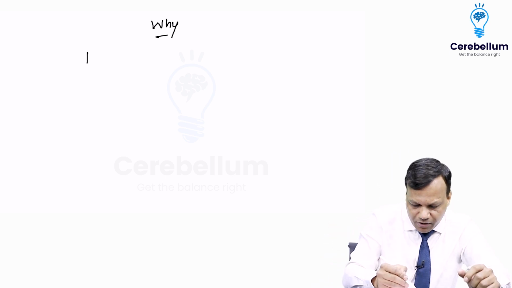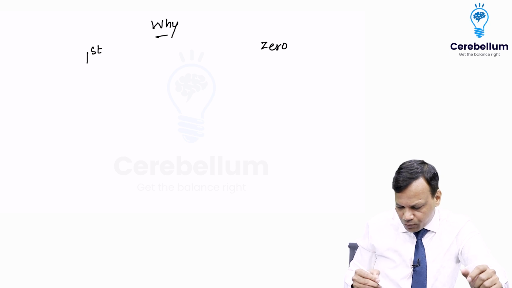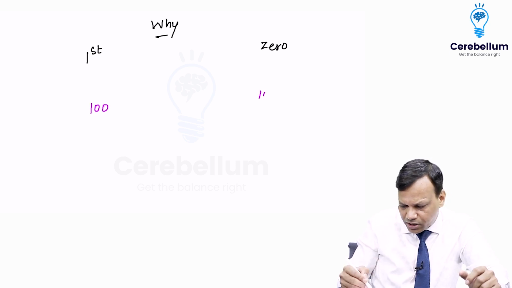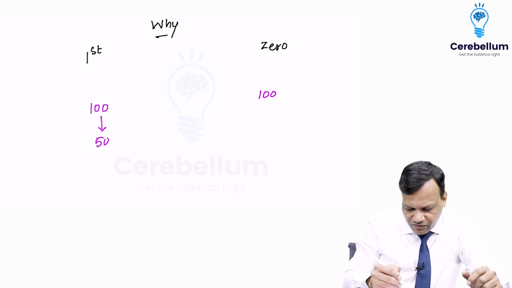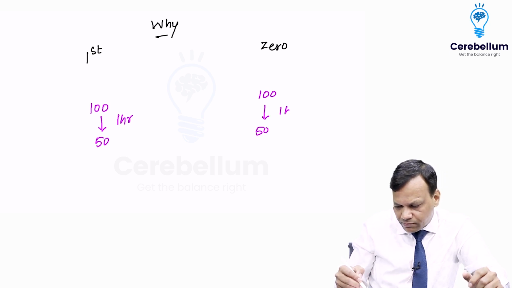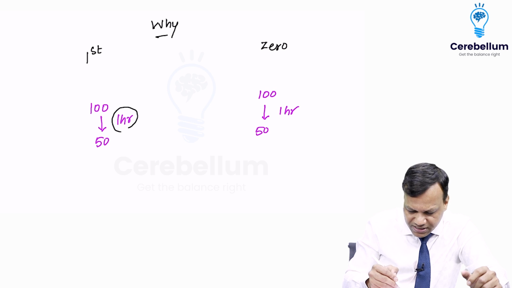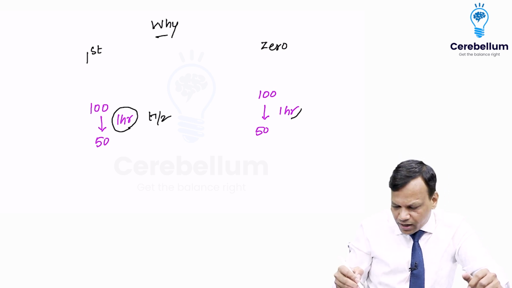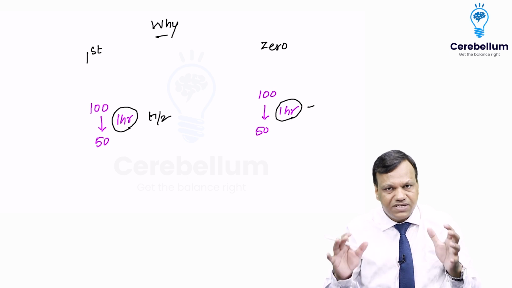So we can take the example of two drugs, one following first order, the second following zero order. Suppose both are required in 100 molecules, and both become 100 to 50 in 1 hour. But the difference is, in first order kinetics, 100 to 50 means half, so this is the half life. Every 1 hour it will become half. Whereas in zero order kinetics, every 1 hour 50 molecules will be eliminated. So that is the basic difference.